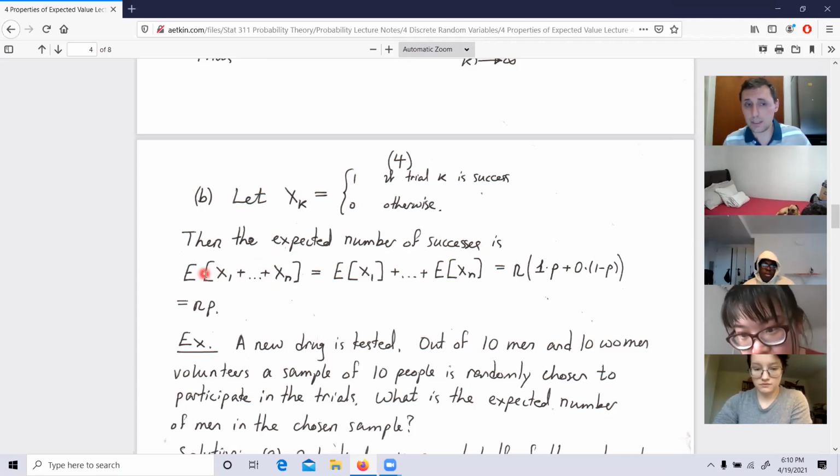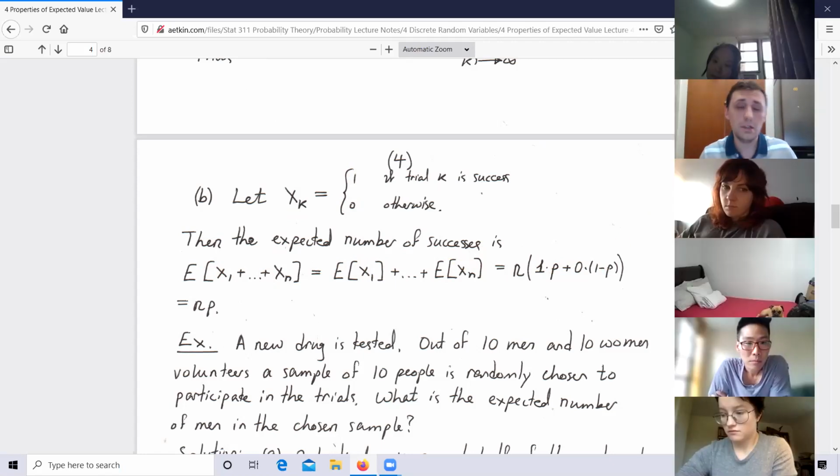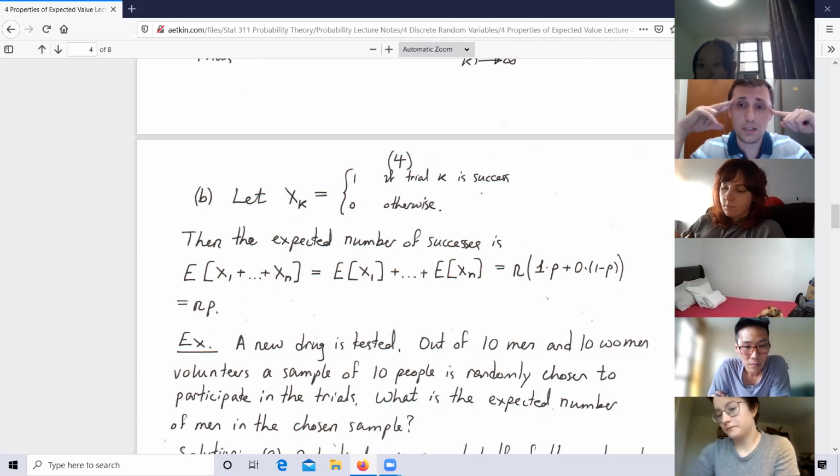So the expected value is the sum of the expected values. Now, what's the expected value of each one of them individually? The expected value of x1 is simply 1 times the probability of success plus 0 times the probability of failure. So it's just p. Right? And it's very clear that there is symmetry here. So x1 will have the same expected value as x2, as x3, etc. Right? They all have the same expected value.